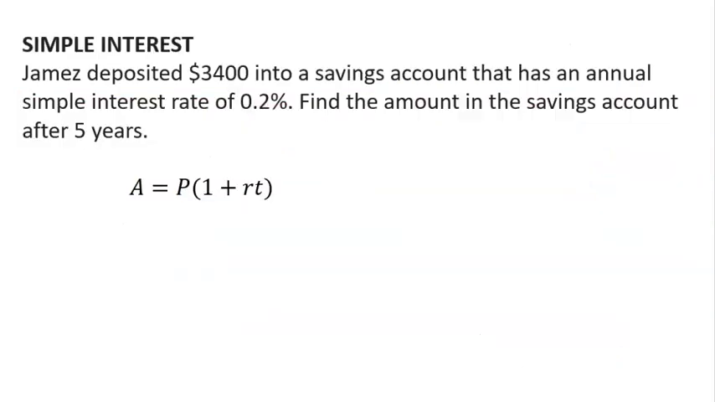So our first problem says it's a simple interest problem, and it says James deposited $3,400 into a savings account that has an annual simple interest rate of 0.2%. Find the amount in the savings account after 5 years. So how much is in the account is going to be A. And then we remember that P is going to be our starting point.